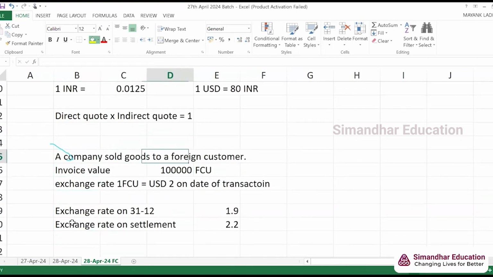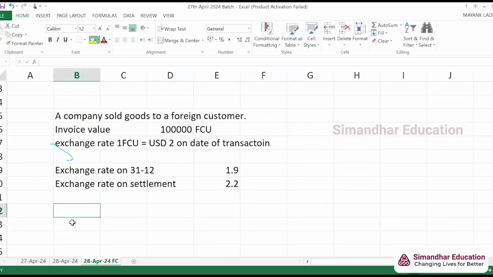Now, a company sold goods to a foreign customer. Invoice value is 100,000 foreign currency units. I have just written FCU, just a foreign currency. Exchange rate is 1 foreign currency is equal to 2 USD on the date of transaction. It is not settled on the balance sheet date. So on 31st December, it is 1.9 rate. On settlement date, it is 2.2 rate. Now, how do we account for it?